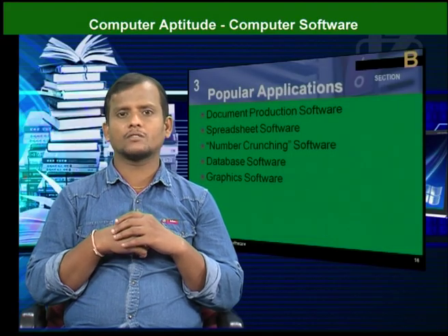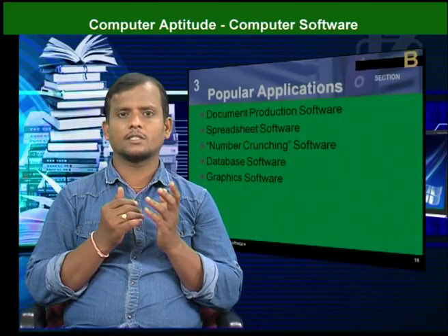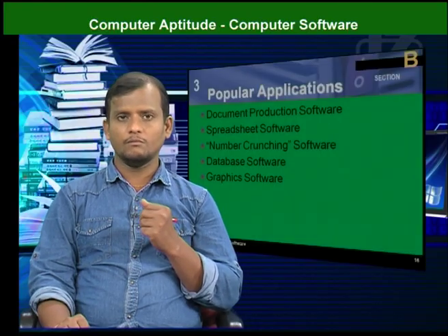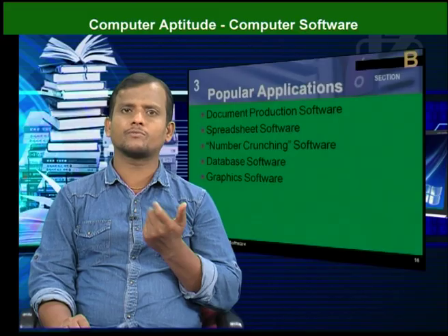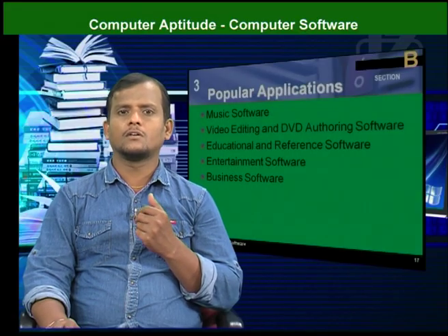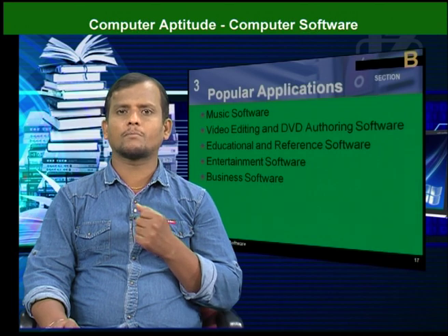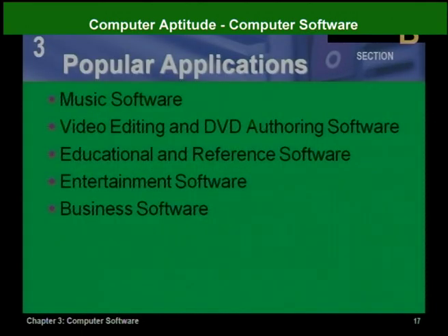These are the popular application softwares, as we already discussed: document presentation, spreadsheet, graphics software, data software, number crunching software, music software, videos, education, entertainment, business software. Entertainment software is nothing but playing a video, listening to music, playing games. So even if you want to play games, you need a software. If you want to play video, you need a software. If you want to listen to music, you need a software. Those all come under application software.